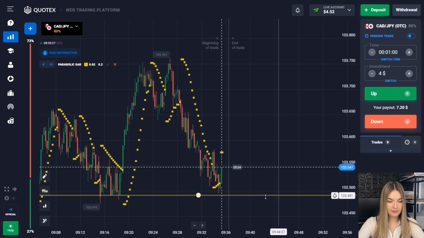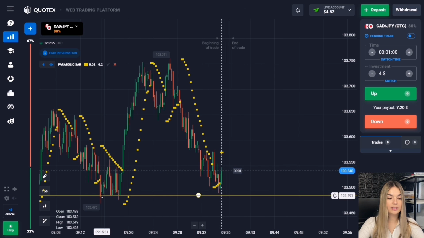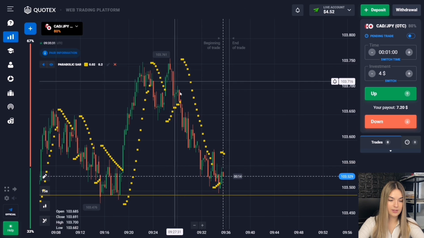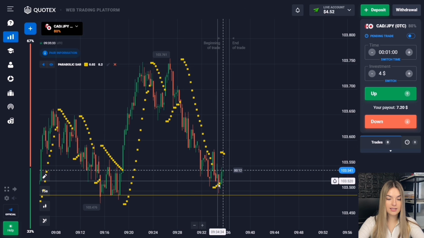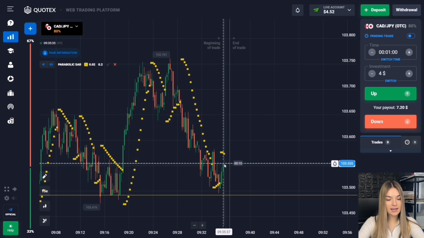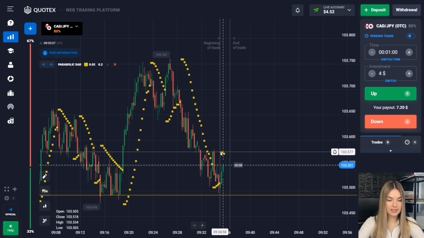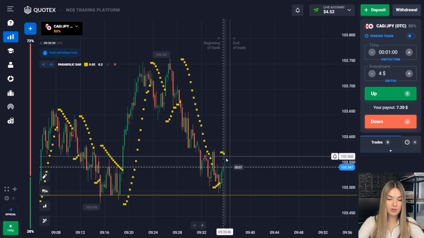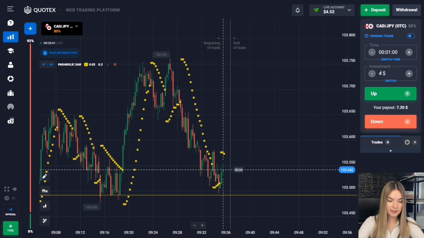Here we see the level of support. We also see that there has been a good confident downward movement here recently. The price touched this level and there was a slight upward pullback. This indicator also tells us that the downward movement is expected in the near future. In this situation, I suggest opening a deal for 2 minutes to decrease.